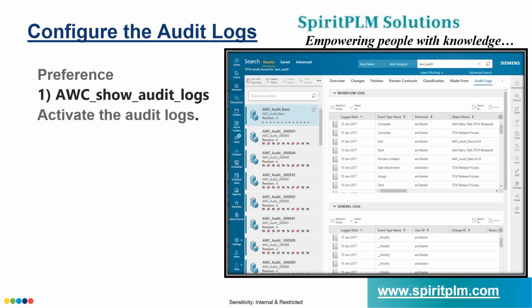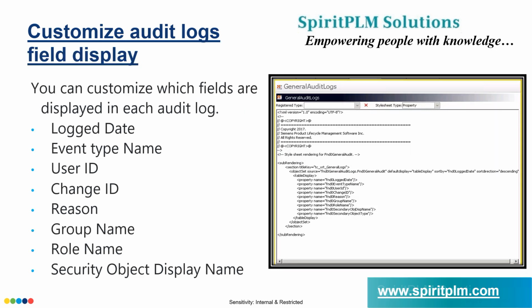There is one preference called AWC show audit log, and using that you can quickly load the audit log in the Active Workspace. Okay, and how to customize the audit logs as per the business need? Sometimes the customer wants to change the audit logs as per the need. So how to change that?